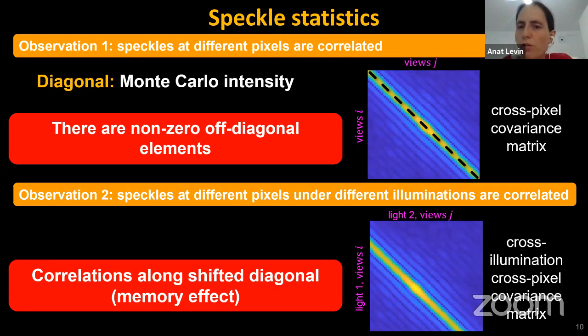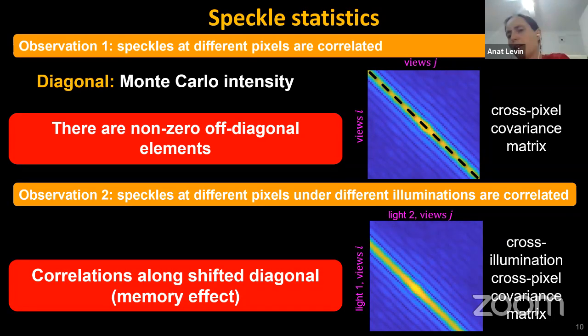Okay, so we saw two things about second-order statistics. In order to fully characterize speckles, we need to compute the second-order statistics of the covariance matrix. So first of all, we need the second-order statistics between different pixels generated by the same illumination. But also, we need second-order statistics between speckles generated by different illumination directions.